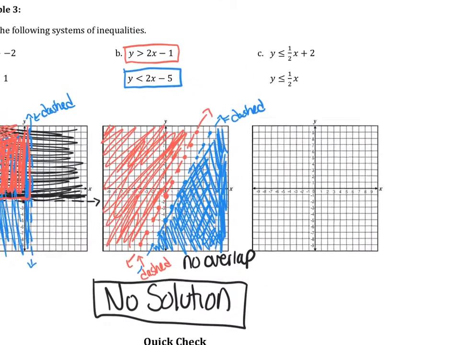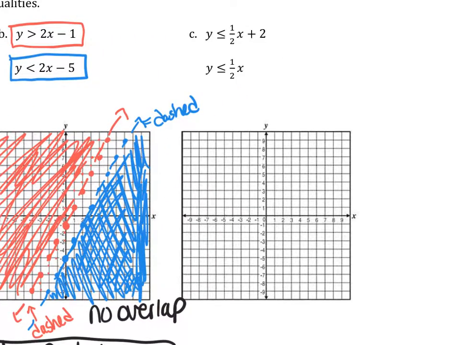Letter C. So my first one I'll do in red. We have a y-intercept of 2 and a slope of 1/2. So that's up 1, right 2. And it's less than or equal to, so it has that line underneath, so we get a solid line. And then less than or equal to, we shade below.